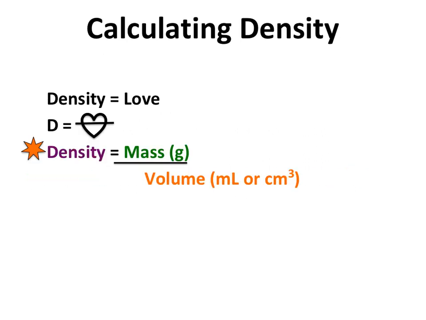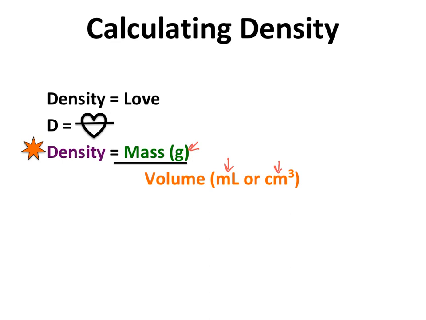To calculate density, because density is the amount of mass per volume, we're going to calculate it using a mass in grams divided by volume, and you can either have the unit for that volume in milliliters or in centimeters cubed. Those are two good units of measure that we can use here.